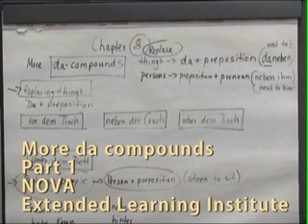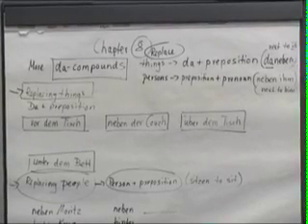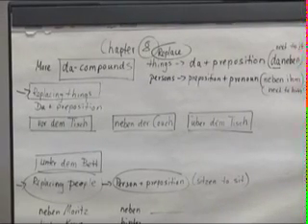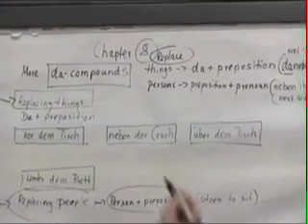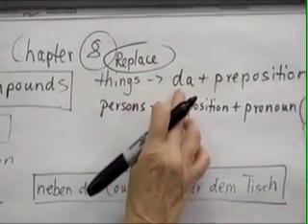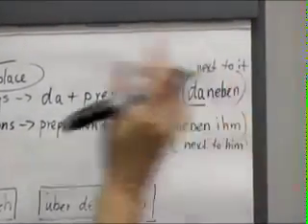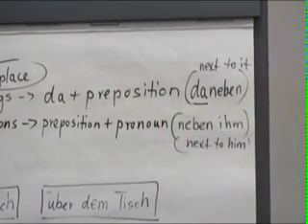Chapter 8. Today we are going to talk about more da compounds, and I bet you can hardly wait. If you remember, when we replace things or nouns, we use da plus a preposition. So, da neben. I'll explain it a little more in detail.